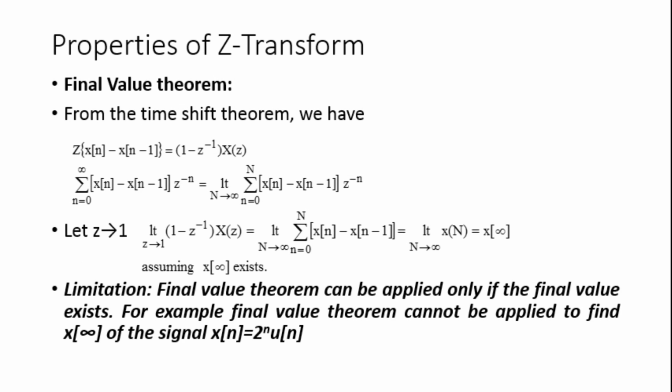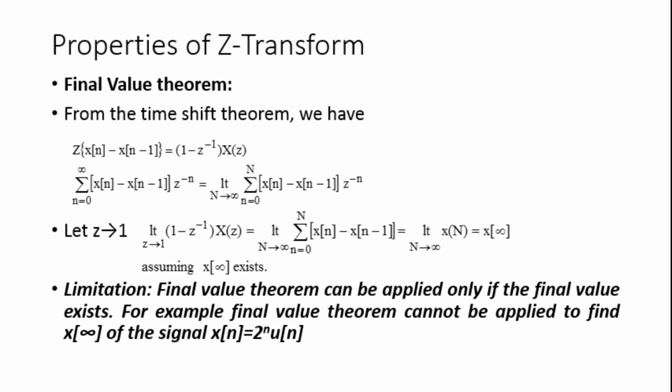Next is the final value theorem. From the time shift theorem, we have z of x of n minus x of n minus 1 is equal to 1 minus z inverse into x of z. And summation n is equal to 0 to infinity x of n minus x of n minus 1 into z to the power minus n is equal to limit n tends to infinity summation n is equal to 0 to n x of n minus x of n minus 1 into z to the power minus n.